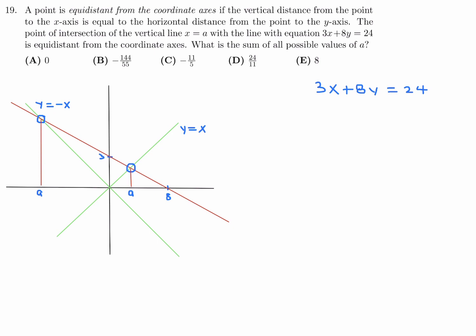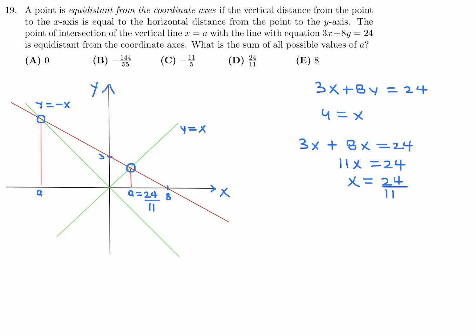Okay, so the first one is the intersection between y is equal to x and this equation. So that's easy. You can just substitute y equals x. So it'll be 3x plus 8x is equal to 24. So 11x is equal to 24, and therefore x is equal to 24 over 11. So this is 24 over 11, the x value, since this is the x-axis and this is the y-axis.